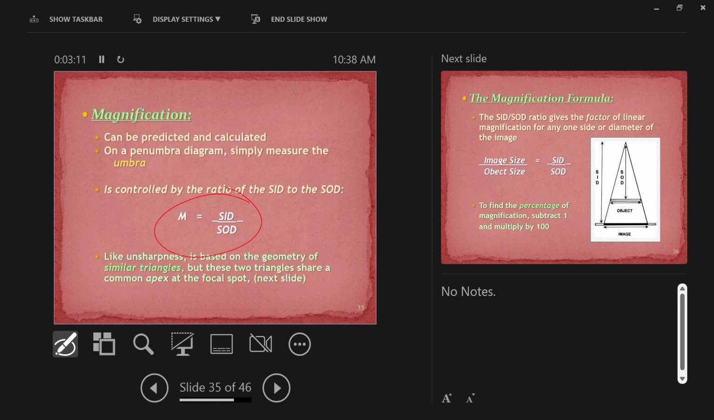I need to know 2 things: SID and SOD. Let's use the first image of the hand, the first one that we took. So you're just holding in your mind the first image of the hand that we took with these factors. Magnification equals SID divided by SOD. And this is not going to tell you how big the thing is. This is going to tell you how much bigger it is on the image than it is in real life. It's sort of a 2-step process here.